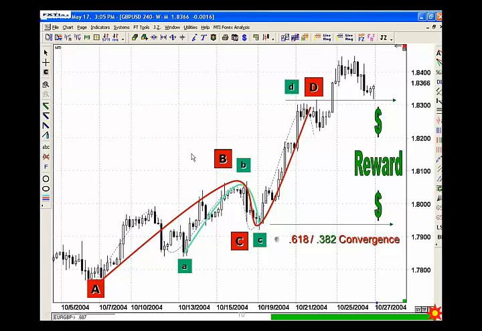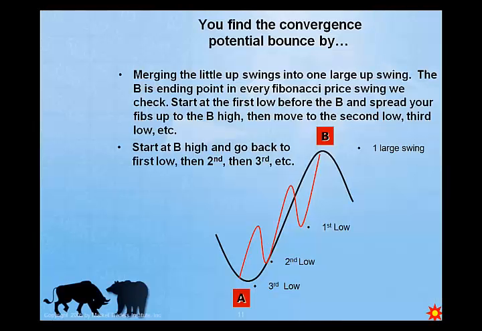And we could see it here. Look at the market. It did an AB, and then this AB, and we had a convergence at a 618, 382. And it did a bullish engulfing at that convergence, and then the market took off, and it was a nice reward for a small risk. You're going to see these Fibonacci convergences are a very valuable tool.